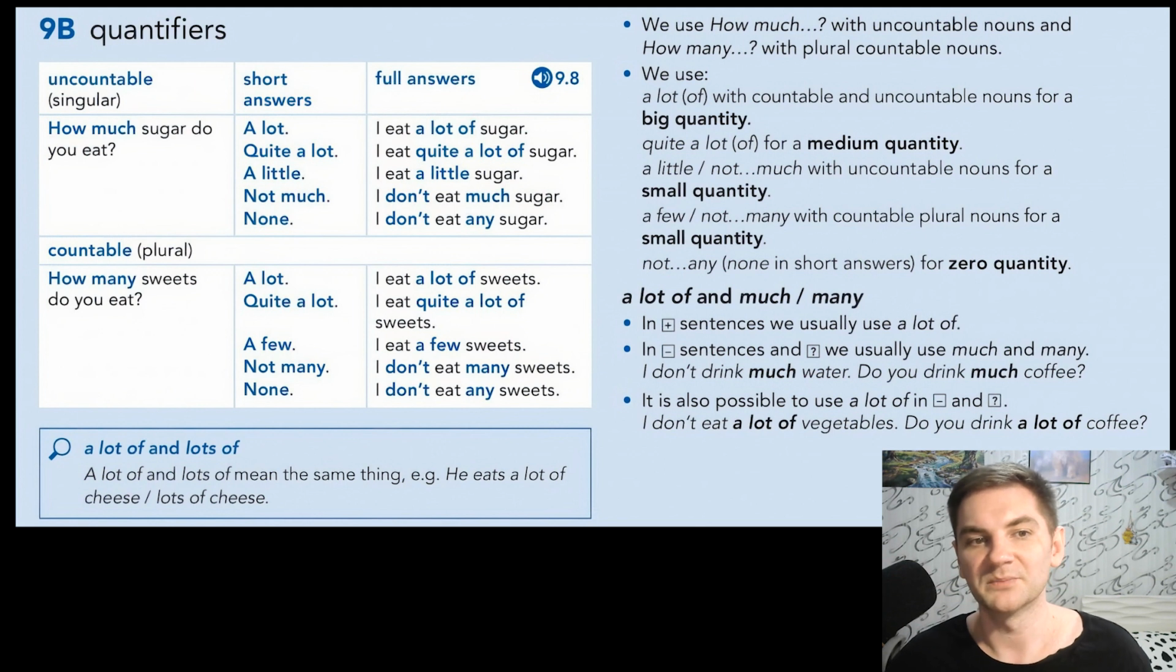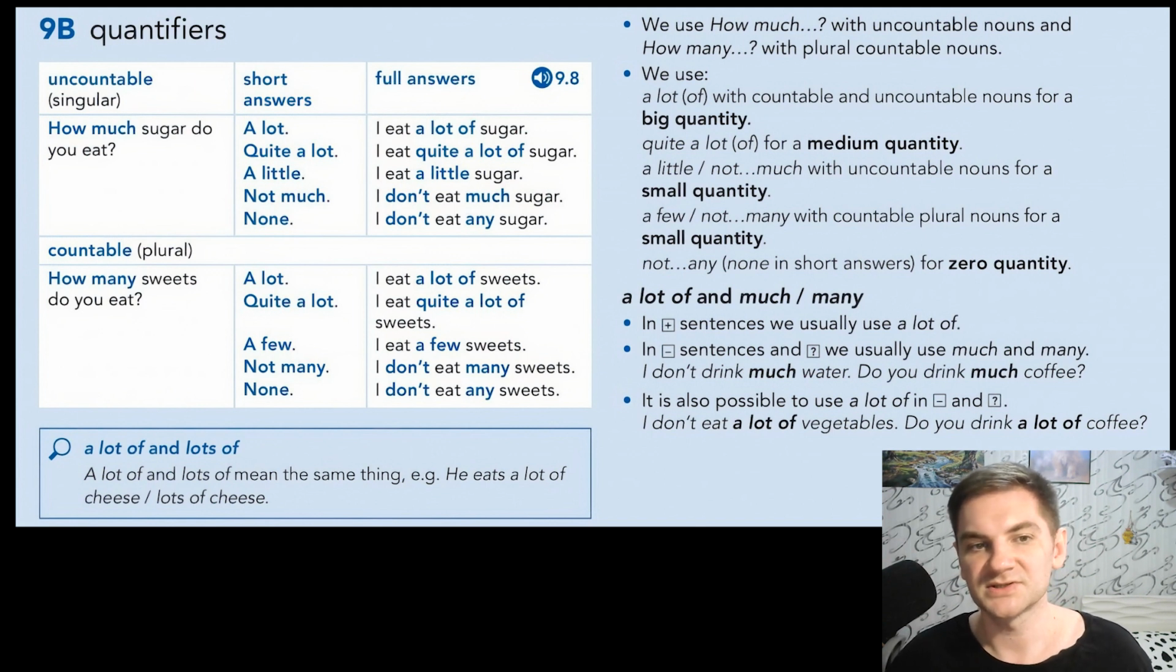A lot of and much and many. Теперь вот следующие кружки пошли. В утвердительных предложениях мы используем a lot of. Тут довольно понятно. В отрицательных предложениях и вопросах мы обычно используем либо much, либо many. I don't drink much water. То есть я не пью много воды. Do you drink much coffee? Ты пьешь много кофе? И так далее.